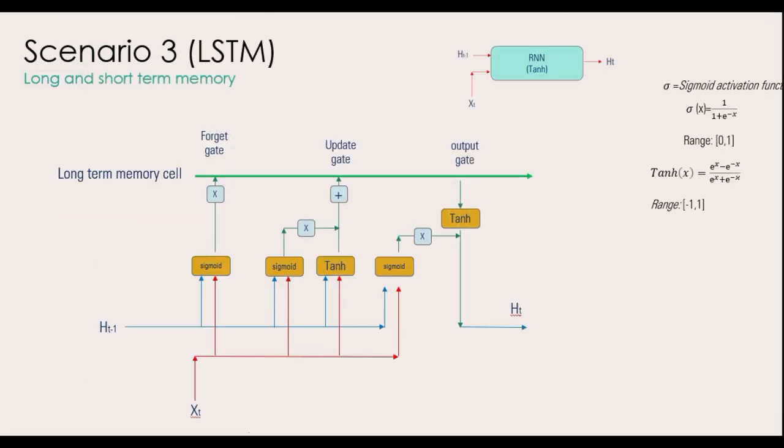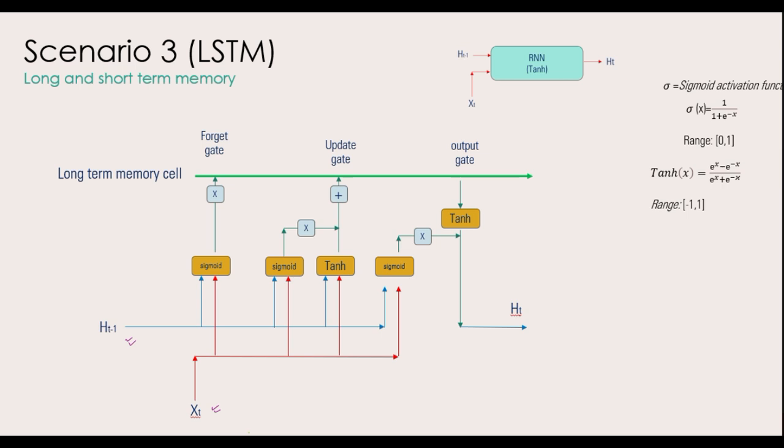This is our scenario number 3, which is the implementation of LSTM. As we have discussed earlier, RNN didn't have a long-term memory cell. So in LSTM, we have added one long-term memory cell, represented by the green line here. Like RNN, it also has two inputs, xt and ht-1. ht-1 is from the earlier loopback output, and xt is the current input.